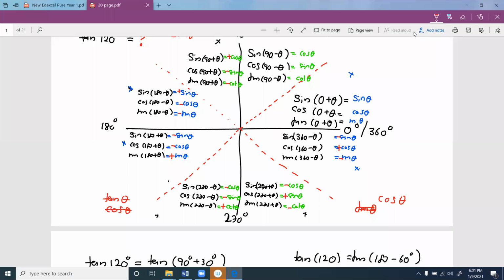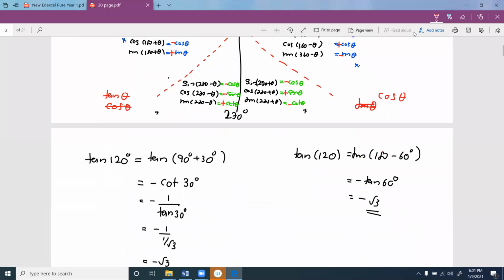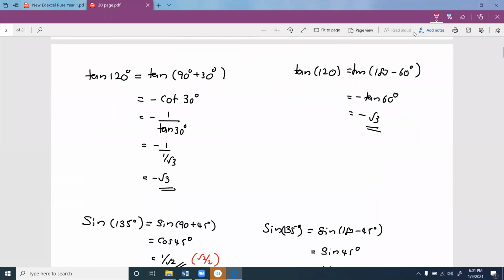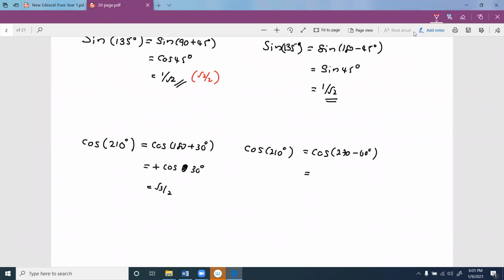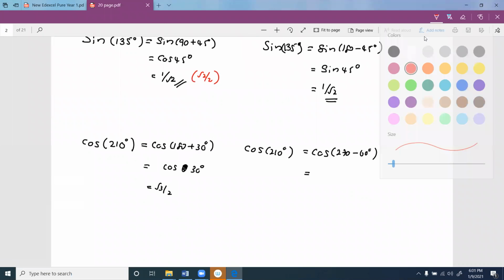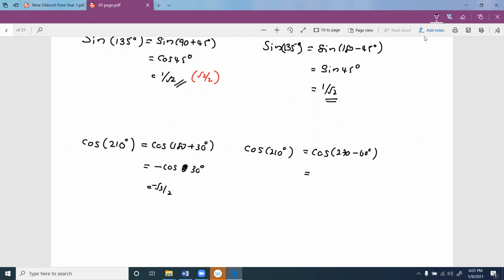Right. Therefore, this turns into cos 210. So this is not plus, it should be minus. This is minus cos 30, so it should be minus root 3 over 2. And this is cos 270 minus 60, which is minus sine 60. Minus sine 60 is again minus root 3 over 2. Like that, you can get this answer.